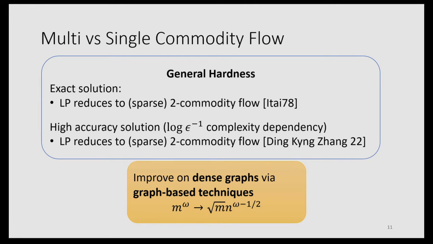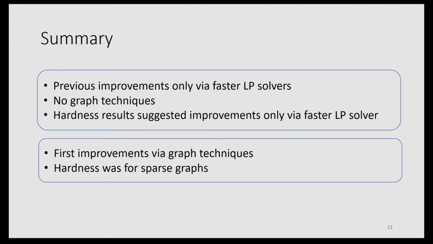So let's summarize this here. Previous algorithms were all just faster linear program solvers, just new algebraic techniques, new optimization techniques, no graph ideas going into these high accuracy algorithms. And now we get the first result that actually uses graph techniques, and it's for dense graphs, because all of these hardness results were really only for sparse graphs.